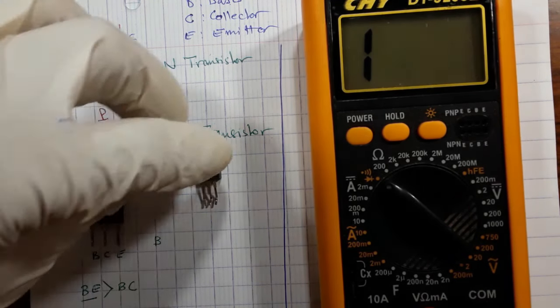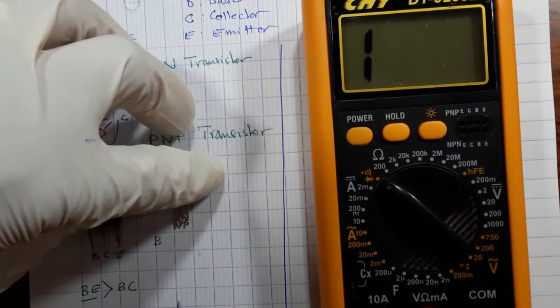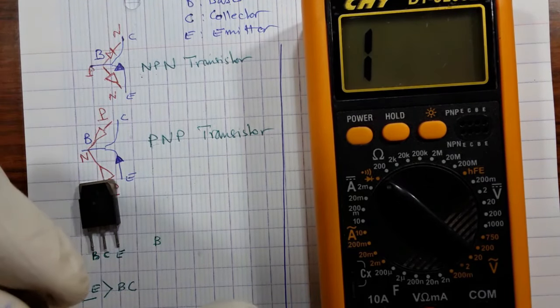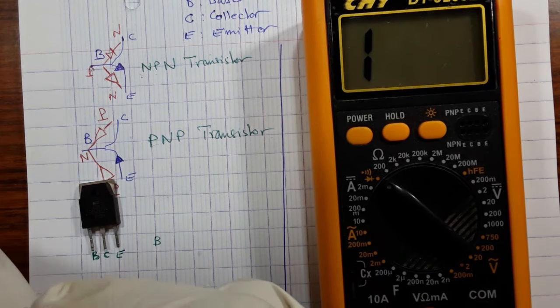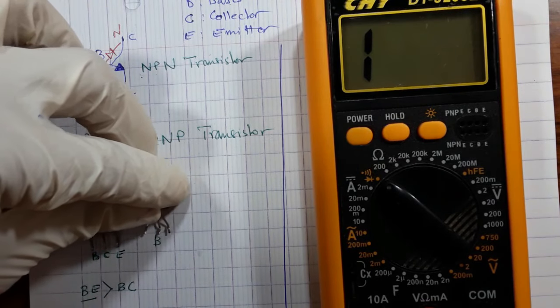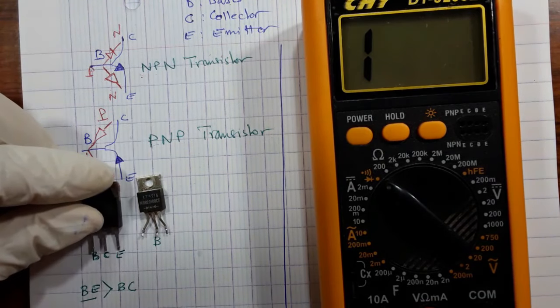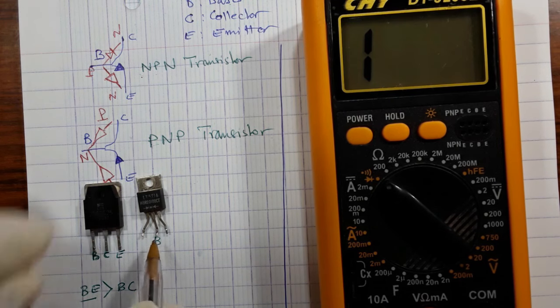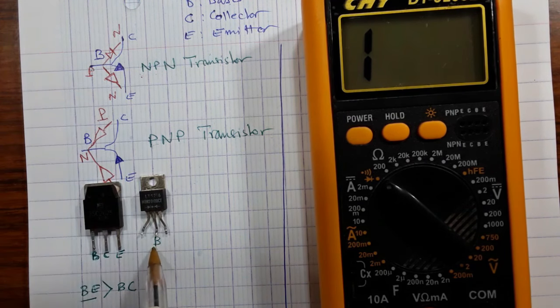So let's check this also. Let me adjust these terminals. Okay. So here we have the base. We have the base here in accordance with the circuit diagram. Okay, so let's find out the collector and the emitter using the same principle. Always base to emitter is greater than base to collector in terms of reading.